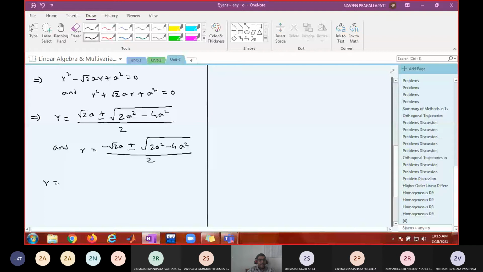So can I take 2 common? If I take 2 common under root, 2 gets cancelled, and the denominator will be root 2. So a plus or minus ia, that's it. a plus or minus ia from the first one. Okay. And from the second one, minus a plus or minus ia by root 2. Do you agree?